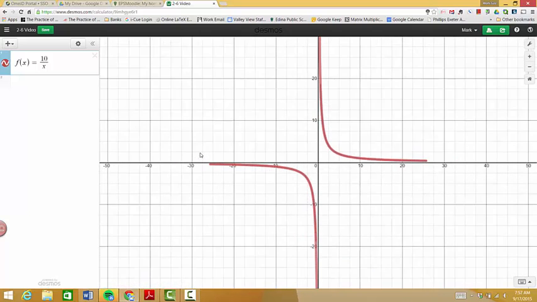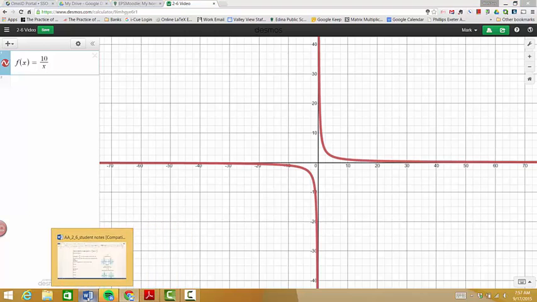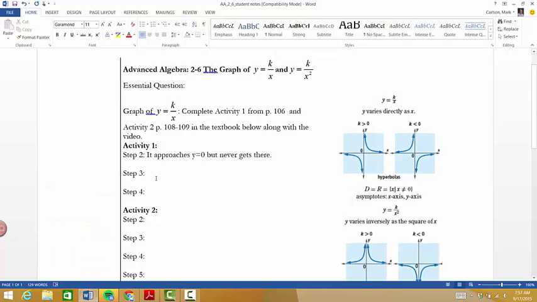I could do the same process. I can go way out here, and you'll notice that it never quite gets there. It's still negative 0.14 here. Anywhere I go, it's going to keep getting closer to 0, but it will never get there. So the process for that one is exactly the same, and we would have the exact same answer for step 3.